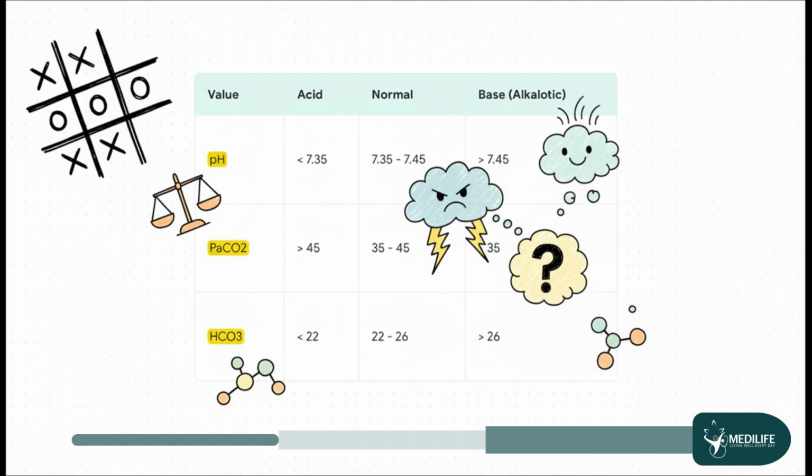For pH, normal is between 7.35 and 7.45. Anything lower is acid, anything higher is base or alkalotic. For HCO₃, our metabolic player, the rule is pretty similar. Below 22 is acid, above 26 is base. Easy enough. But then there's PCO₂.